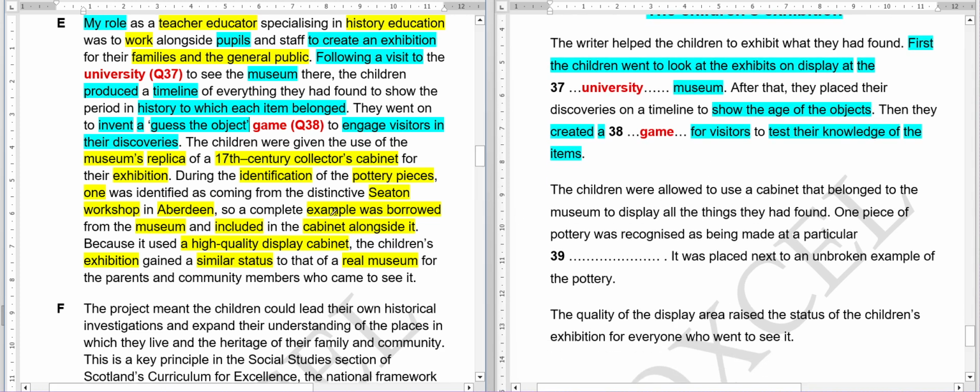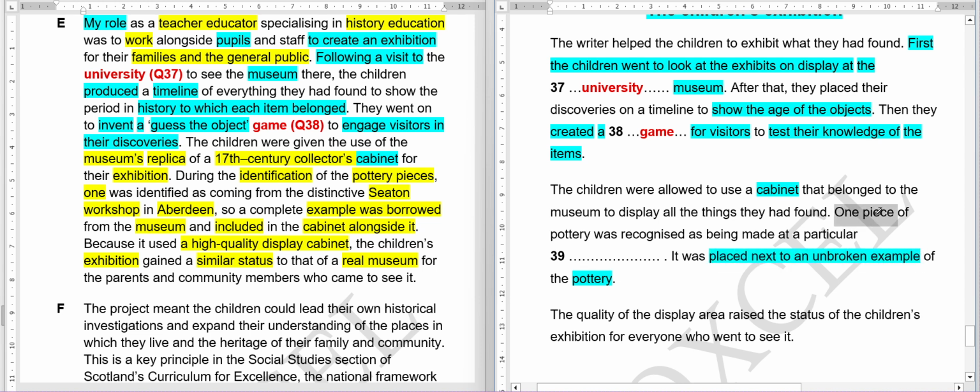Let's move on to the next question, 39th, and see whether this is also in this paragraph or not. The children were allowed to use a cabinet that belonged to the museum to display all the things they had found. So yes, we have read something about the cabinet as well. Here it is, cabinet. One piece of pottery was recognized as being made at a particular blank. It was placed next to an unbroken example of pottery.